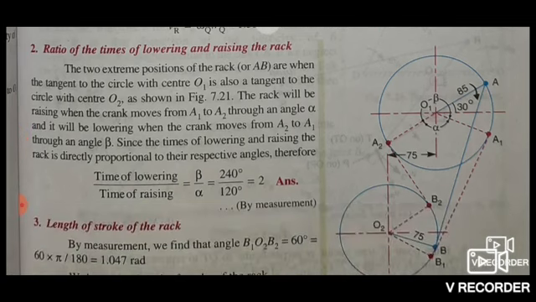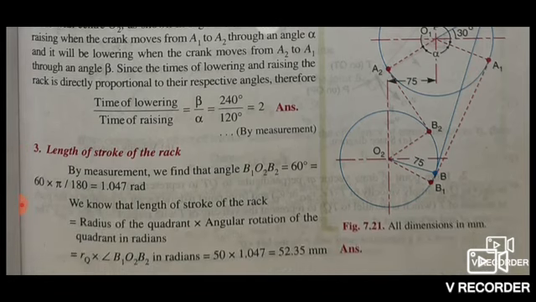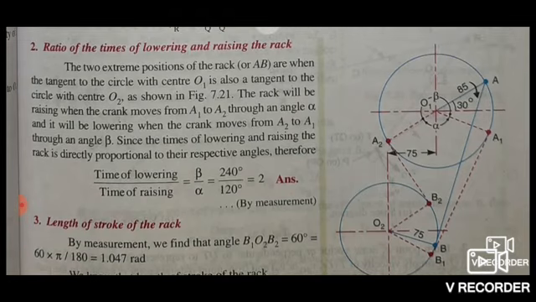Second point, ratio of the time of lowering and raising the rack. The two extreme positions of the rack AB are when the tangent to the circle with center O1 is also a tangent to the circle with O2, as shown in figure 7.21, the side figure.